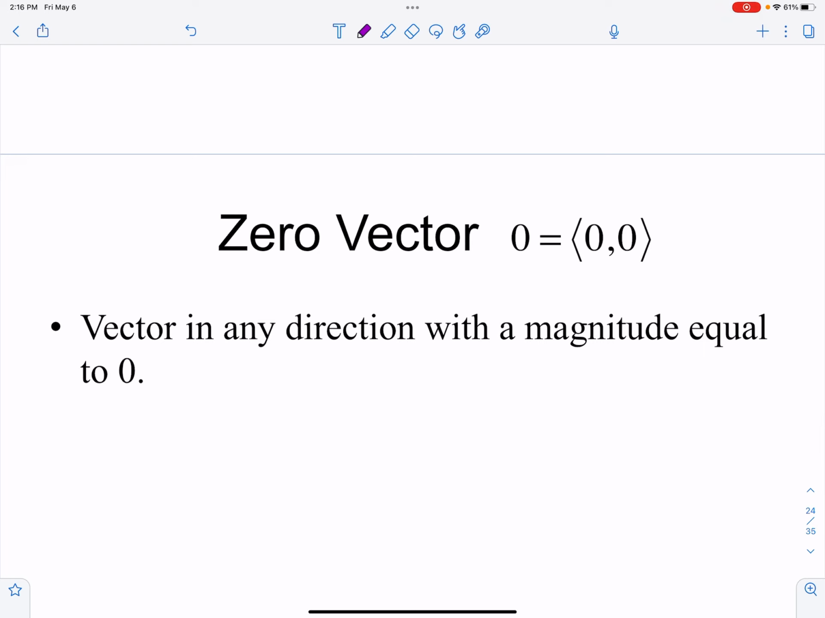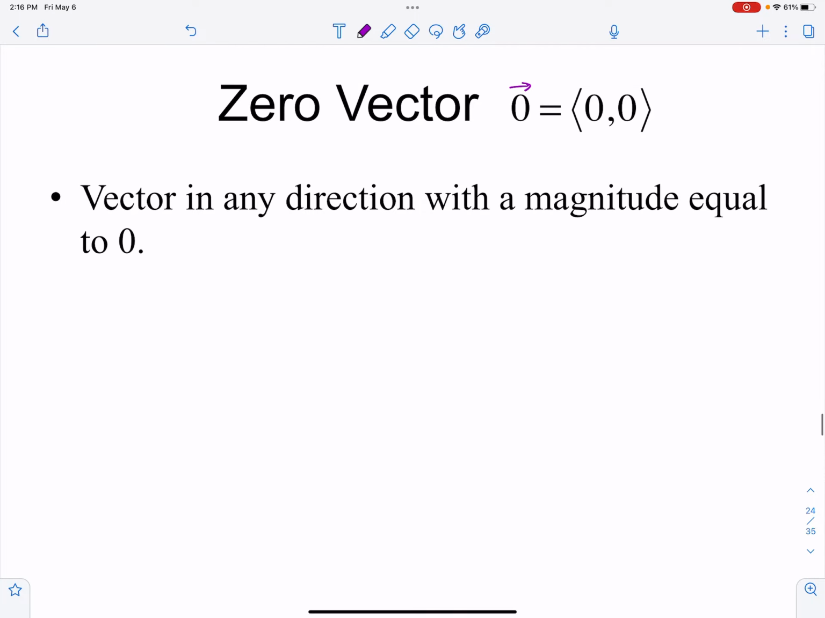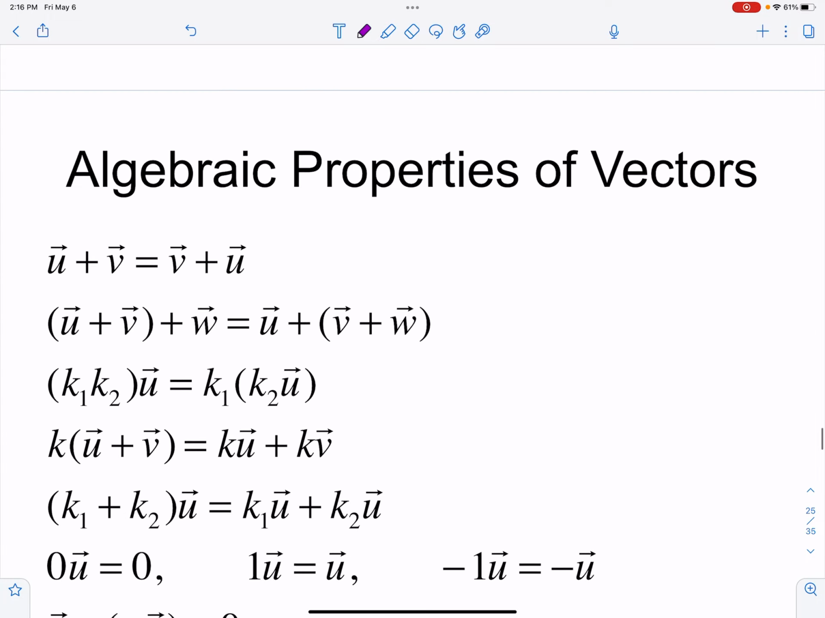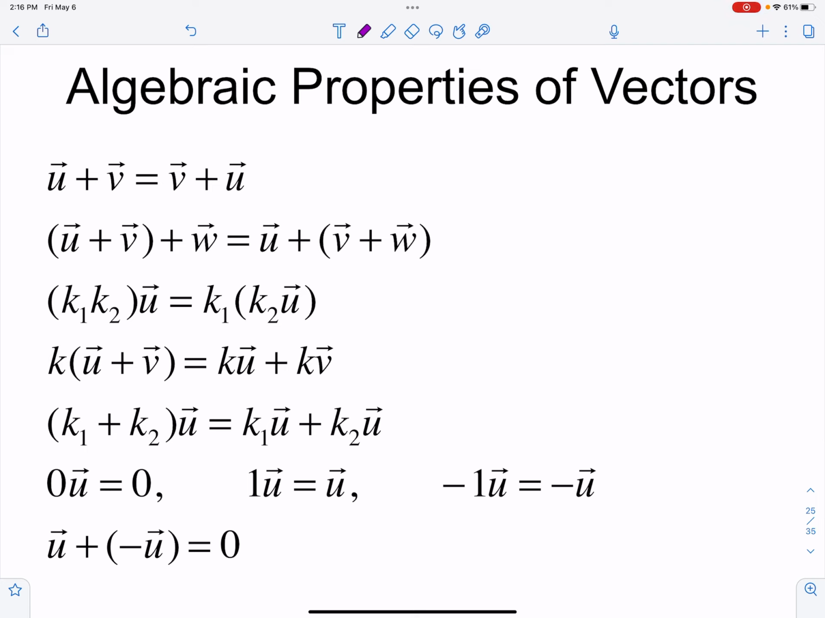Okay, 0 vector. I should have an arrow over the top here. The 0 vector is a vector that you could think of as pointing in any direction, but has a magnitude equal to 0. Really just a point. But we have to think about vectors in order for us to have certain algebraic properties of vectors. So these are the algebraic properties of vectors.